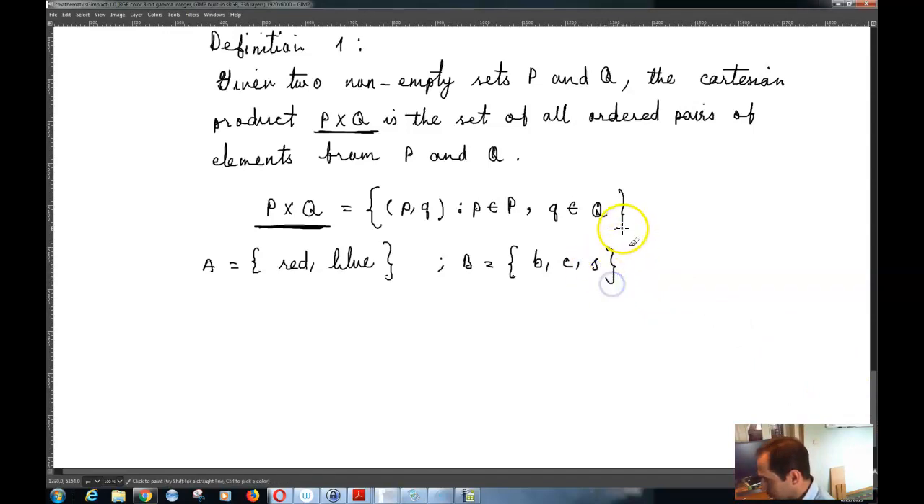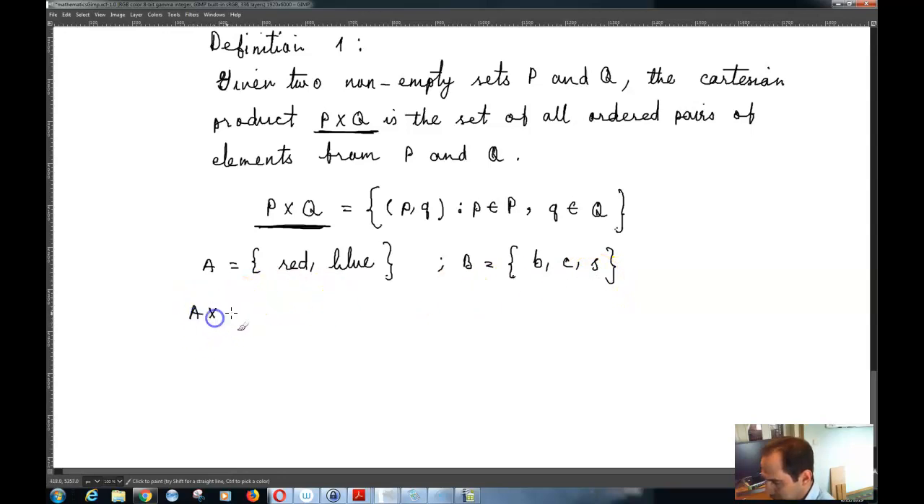We got 6 distinct objects when we put these two sets together in that order. We said that we could have a red bag, a red coat, a red shirt. We could have a blue bag, a blue coat, and a blue shirt.